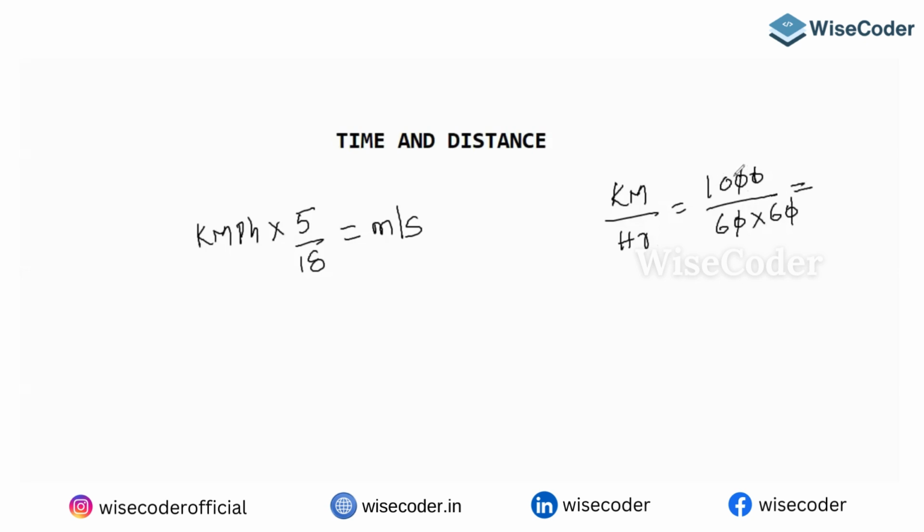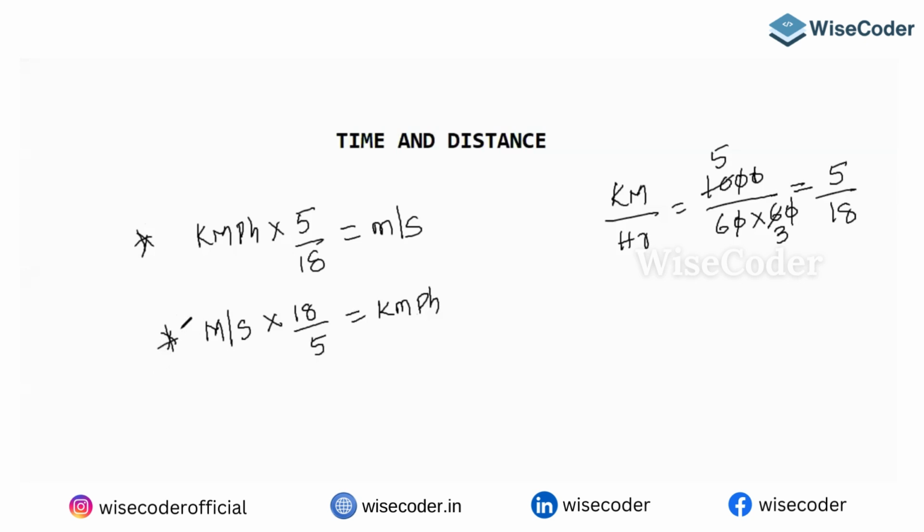If you closely observe, 5 by 6 threes are 18. So that's why when you are converting kilometer per hour to meter per second, you have to multiply with 5 by 18. Vice versa, if you want to convert meter per second to kilometer per hour, you need to multiply with 18 by 5, and you will get kilometer per hour. These two conversions are very, very important.